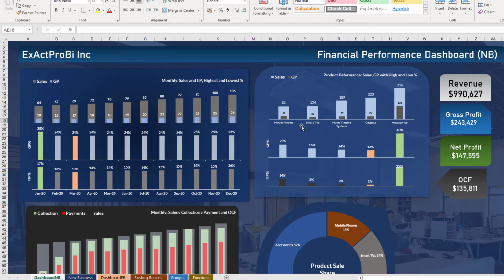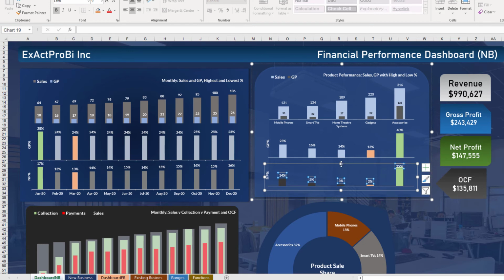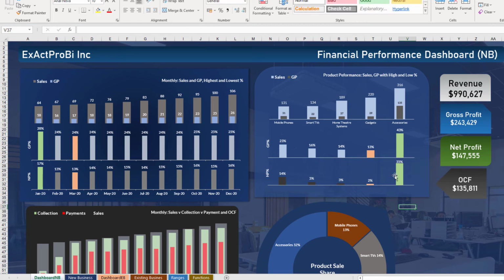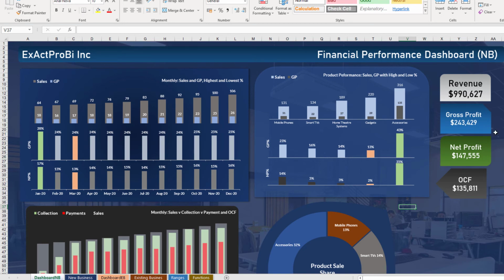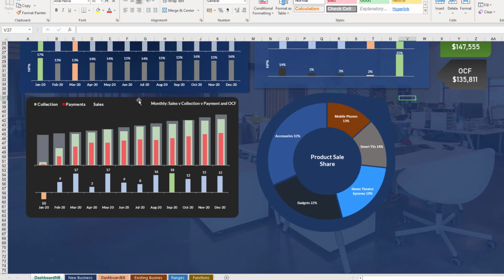Here we have mobile phones, smart TVs, home theater systems, gadgets, and accessories. This is all linked and automated. You can see the sales percentage, and also the highest and lowest gross profit, and the highest and lowest net profit. Obviously, gross profit is highest for accessories. Let me arrange this like this. Accessories has the highest gross profit and net profit because accessories usually get you more return on your sales. Accordingly these charts are working, and these are again KPIs. I used the same method here, and made it sync more beautifully with the overall visual of the dashboard.